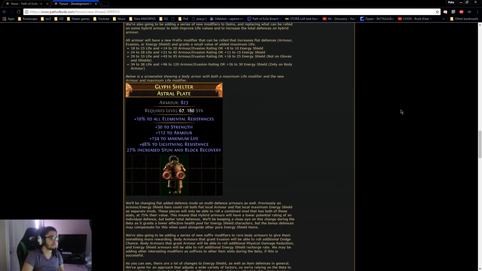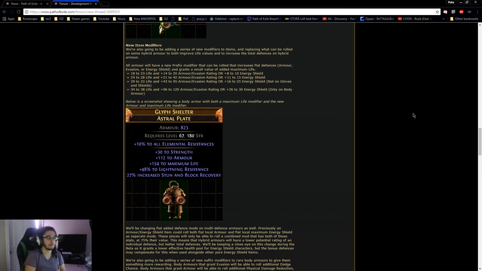All right, new item modifiers. This one is pretty cool, so I'm excited to see how this works. We're also going to be adding a series of new modifiers to items and replacing what can be rolled on some hybrid armor to both improve life values and to increase total defenses on hybrid armor. All armor will have a new prefix modifier that can be rolled on it that increases flat defenses, armor, evasion, or energy shield, and grants a small value of added maximum life.